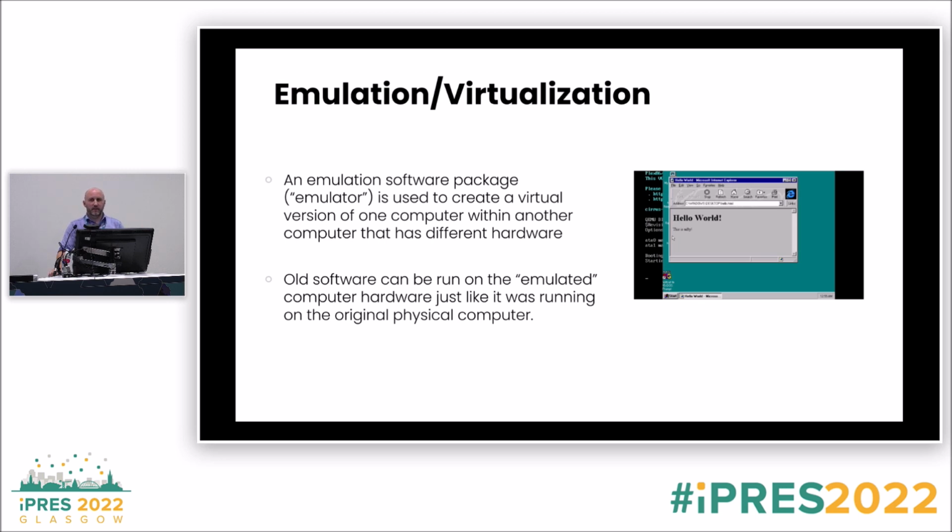Whereas virtualization, in contrast, does a similar thing. It allows you to have multiple virtual computers running on the same underlying host computer, but those virtual computers have to be compatible at a hardware level with the host computer. What's great about emulation is that then we can run things that were created for computers that are no longer at all compatible with modern computers.